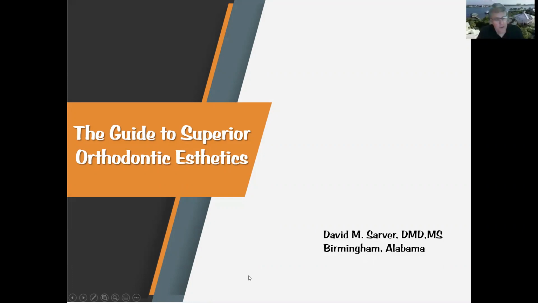Greetings, David Sarver from Birmingham, Alabama, and I have a short little guide to what I term superior orthodontic aesthetics, which is really an all-encompassing thing of macro, which is the face and how you appear, mini, which is your smile, and micro aesthetics, which is your teeth, your tooth shape, shade, and a number of variables like that.